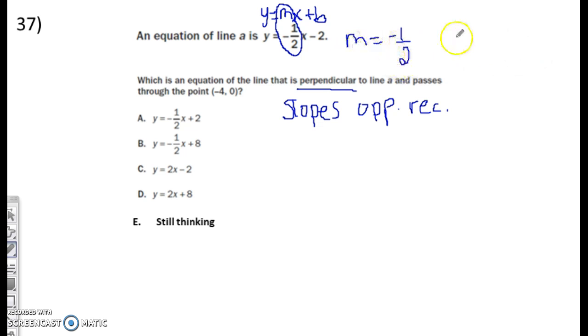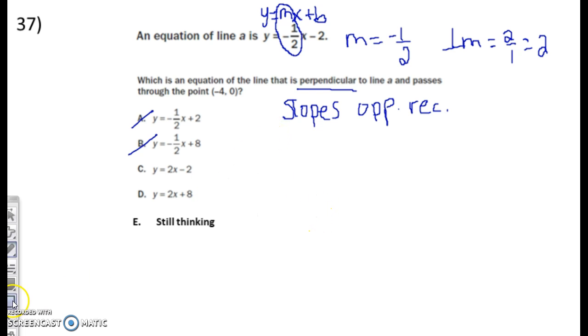So to get my new perpendicular slope, I would need to change the sign from negative to positive and flip it. So instead of 1/2, it would be 2/1. And that's just the same thing as 2. So I know the slope of my new line has to be positive 2. So I'm going to go ahead and get rid of A and B.